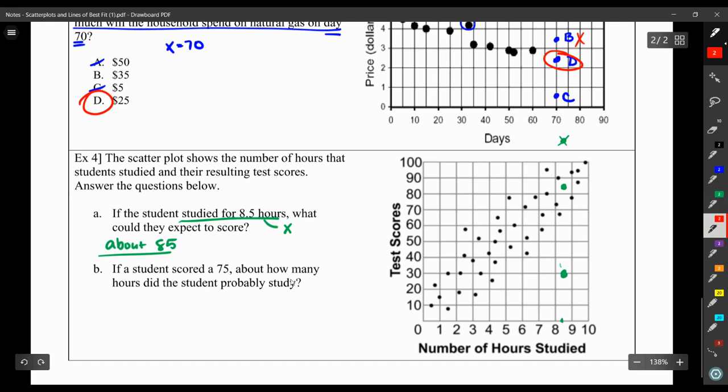Now for letter B, if a student scored a 75, how many hours did they probably study? If you're scoring a 75, that's your y. So scoring a 75 is right about here. And so again, you don't want to pick something way outside the data, so like here is probably not correct. They may have studied only for an hour and scored a 75, but according to the data, where could you expect it? You could expect it to be somewhere over here, maybe about 7.5 hours. And again, these are estimations. They're not going to be perfect because I don't actually have an equation. If you had the actual equation for that line of best fit, then you could definitely get an exact value for these.